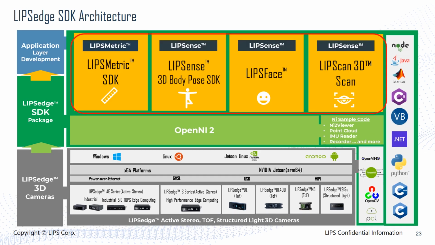LIPS also provides middlewares for software development including LIPS Metrics for dimensioning use, LIPSense 3D Body Pose SDK for skeletal tracking, LIPS Face for face recognition, and LIPS Scan 3D for scanning use with a desktop software or an SDK for scanning software development deployments.